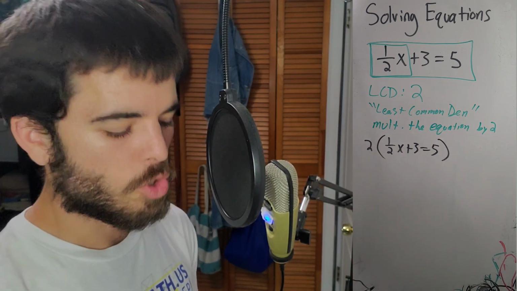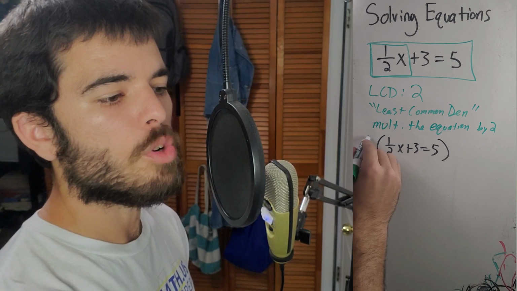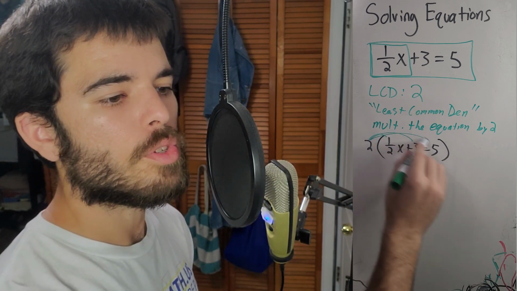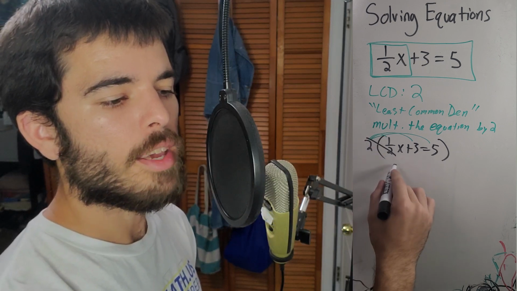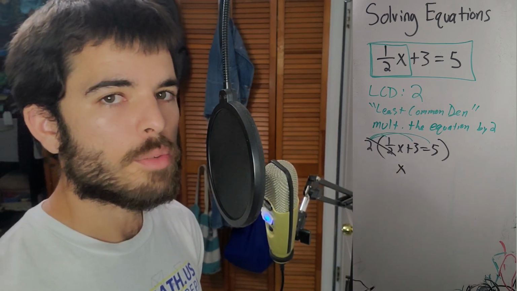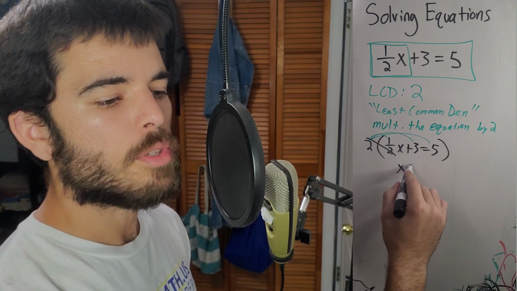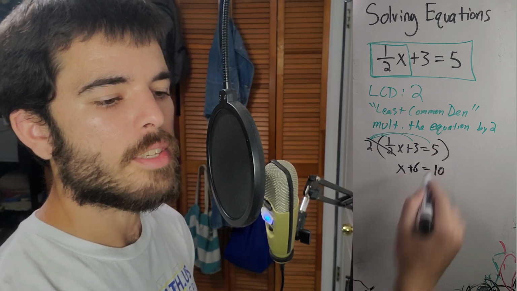I'm showing parentheses to show multiplication. Remember, this 2 is going to be distributed to every single term. So in that first term, the 2's cancel, and we get x. That was our goal. That's why we did this step. Then we have 2 times 3, that's 6, and then 2 times 5 is 10.